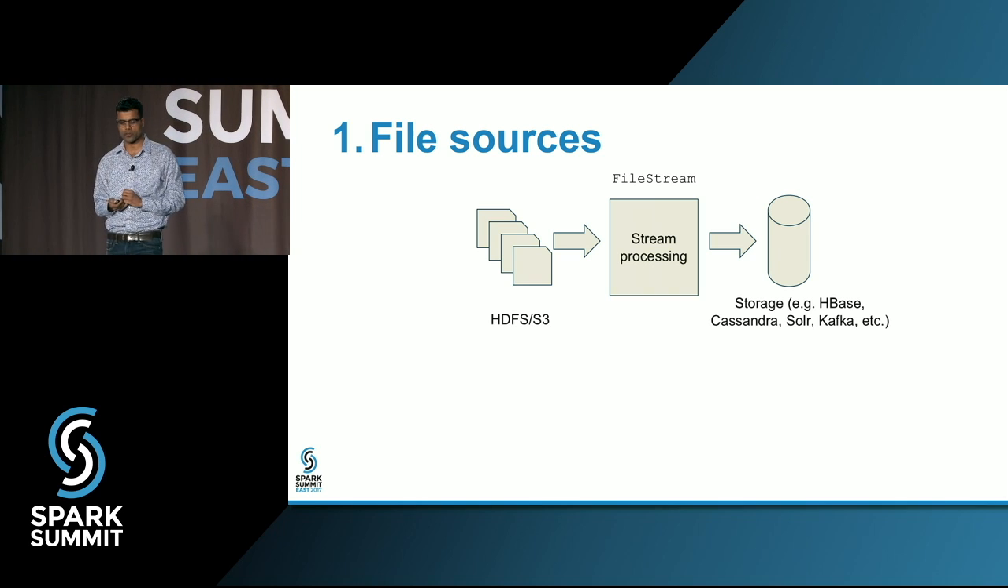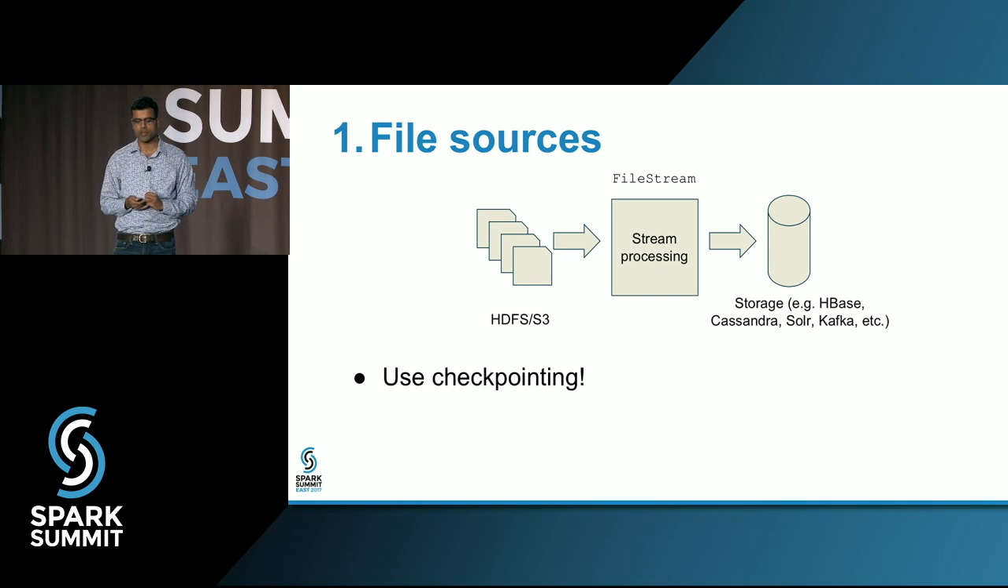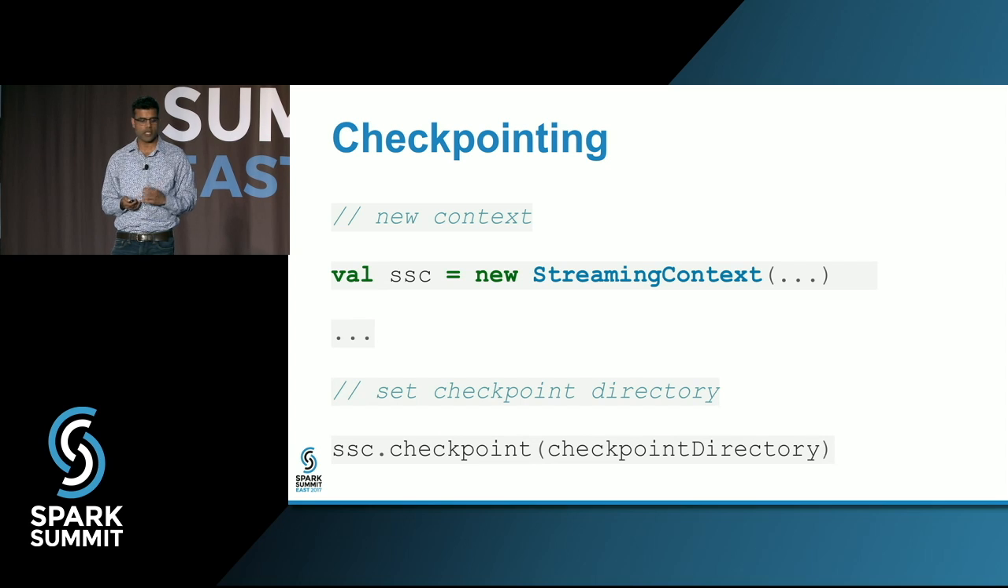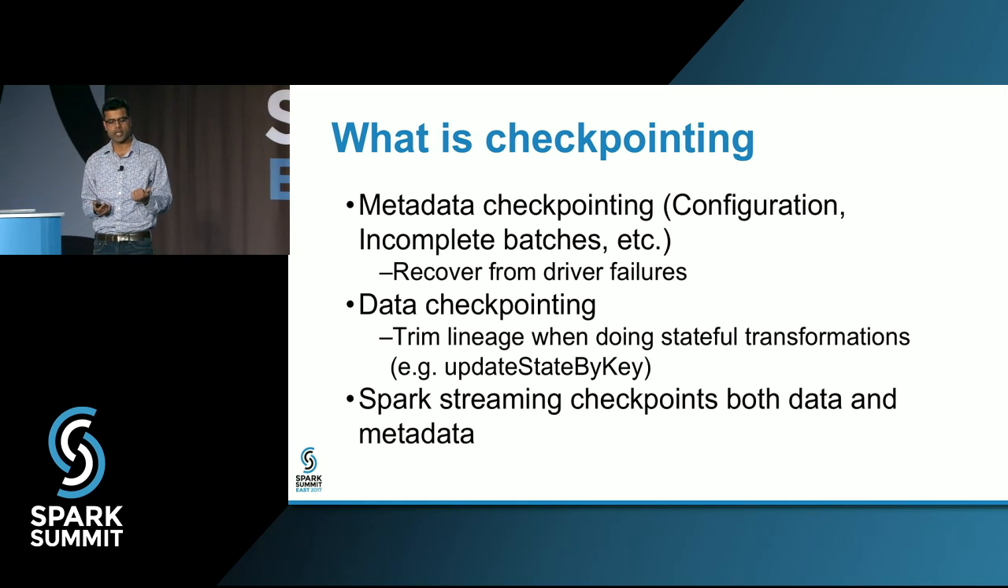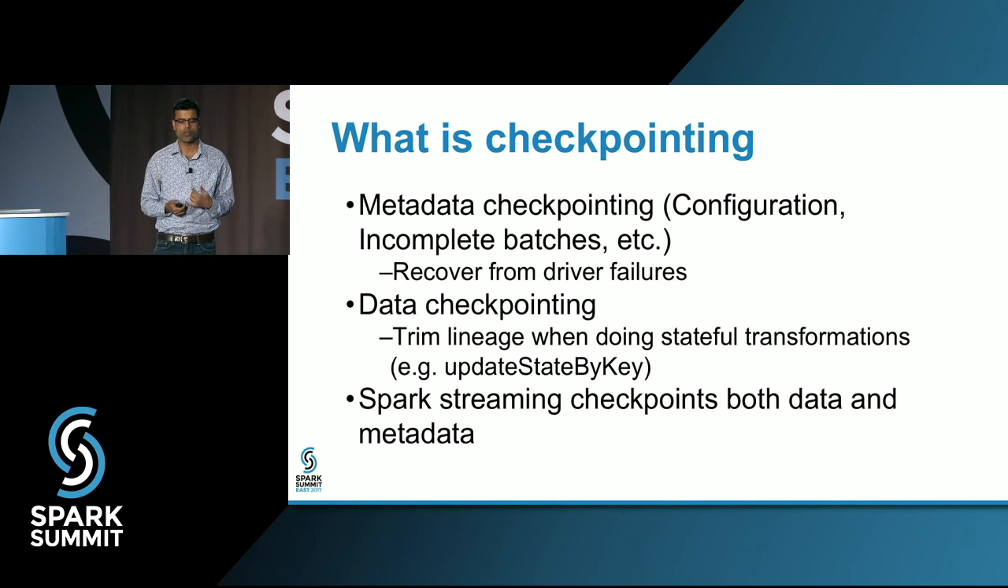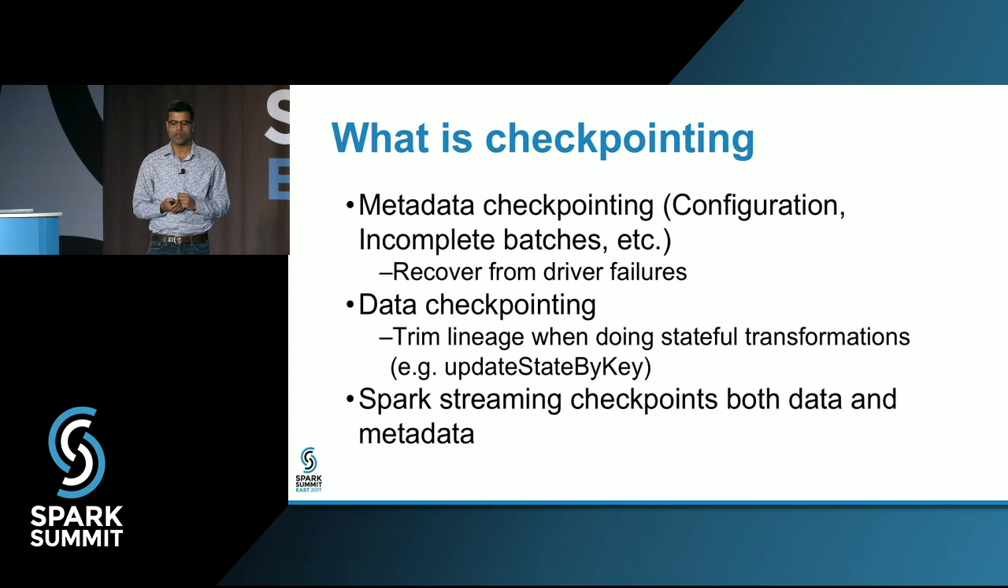All right, so the first one is file sources. If you're using a file source, you can get no data loss by using checkpointing. Checkpointing is very simple. This is very simplistic. There is another method you have to call when creating the context. But checkpointing checkpoints your metadata and your data. So metadata is what configuration was used, what incomplete batches and so on remain, and data is the lineage of your operations. So when you're doing stateful transformations, you really need to do data checkpointing so you can trim the lineage that you have to store.